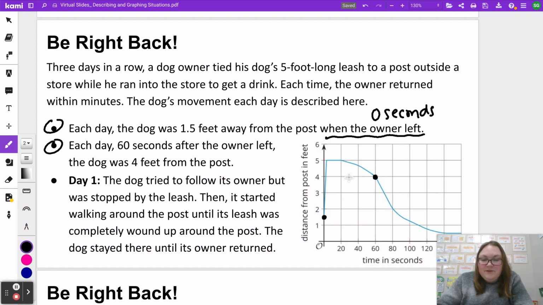Now the rest of this, the blue line I put in, that's the part where I had some freedom, but I need to keep the story here in mind. So the first thing I've got is the dog tried to follow its owner, but was stopped by the leash. As I'm reading through this, I really want to be thinking about time and distance from the post. I want to be thinking about our X and our Y axis. So as I'm reading through this, if the dog is trying to follow the owner, what is happening with time and what is happening with distance? Those are the questions I'm asking myself.